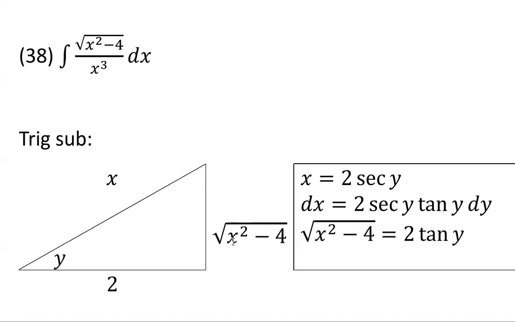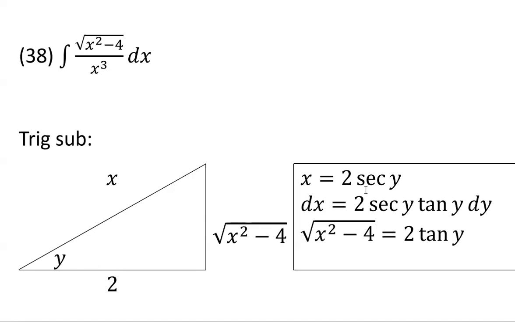If you're not familiar with setting up triangles, please watch my crash course in trig sub video where I explain it. All right, so this is a triangle. Now we got to substitute everything here in terms of y. I didn't use theta, I chose y. So let's let x be 2 secant y because secant y is x over 2, right? So 2 secant y is x.